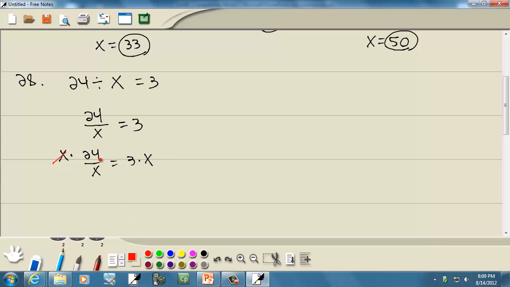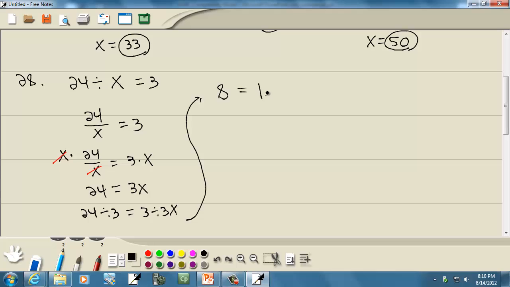Now when we do that, this x is going to cancel with this x. So we got 24 equals, and 3 times x is just 3x. Now, that was our first step. Second step, get everything with an x on one side, numbers on the other side. That's done. And last step, divide both sides by the number in front of your x. The number in front of our x is a 3, so we're going to divide both sides by 3. Now, 24 divided by 3 is 8. 3 divided by 3 is 1 with an x. And like we said before, 1x is just the same as x. So our answer is 8.